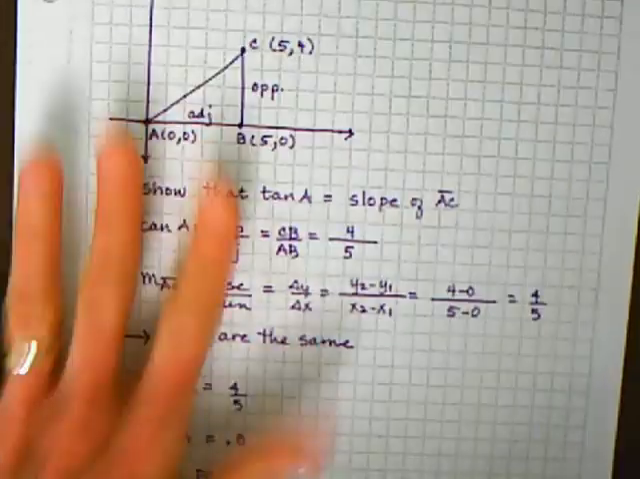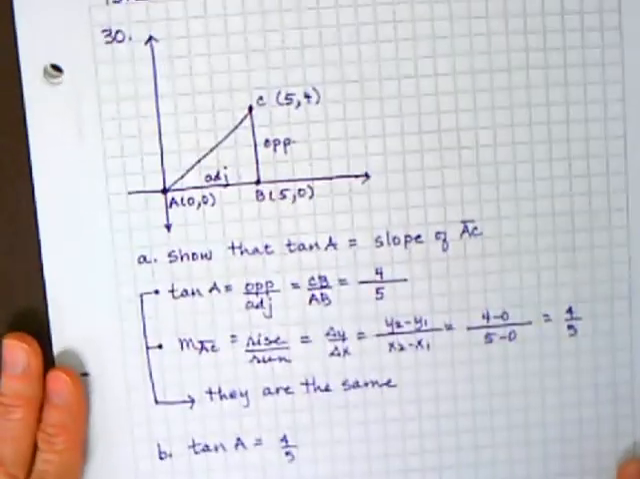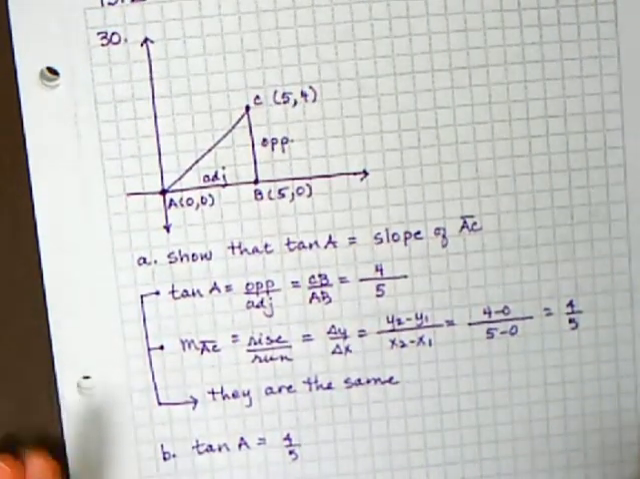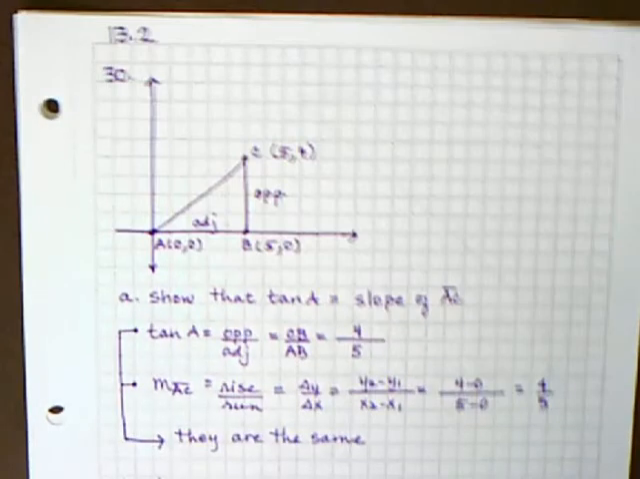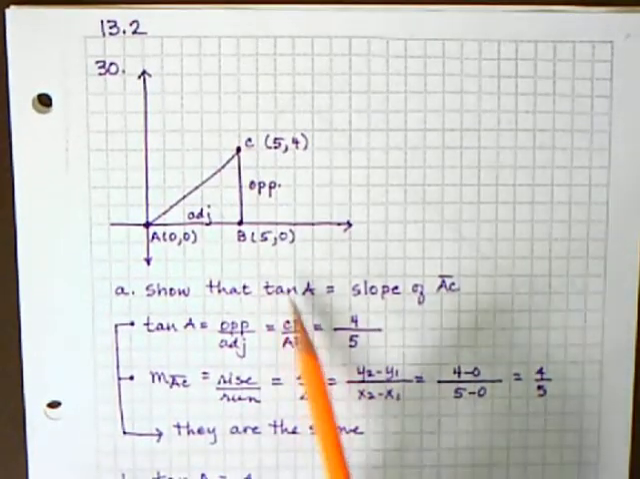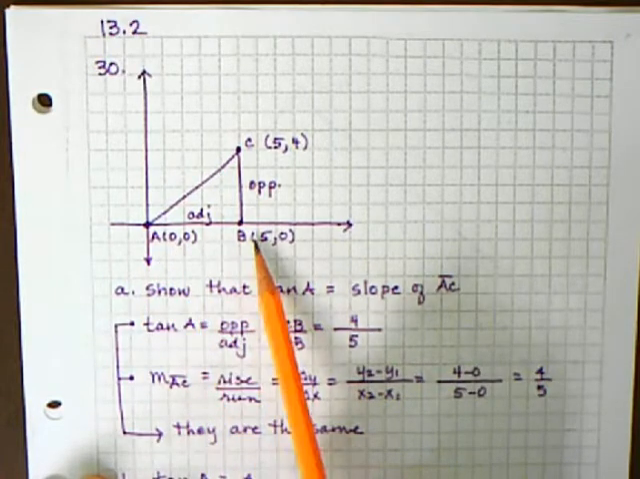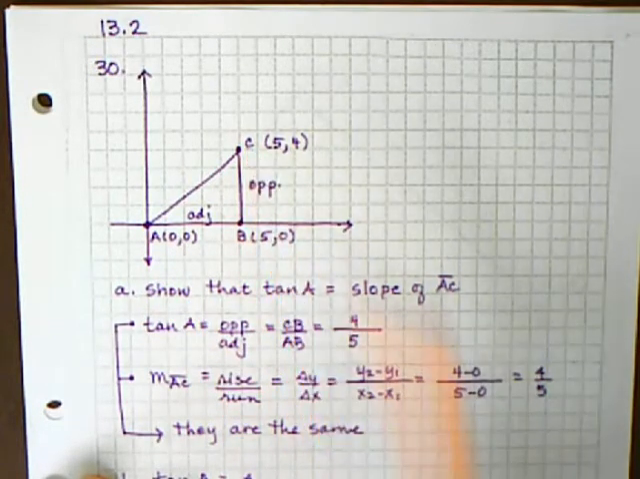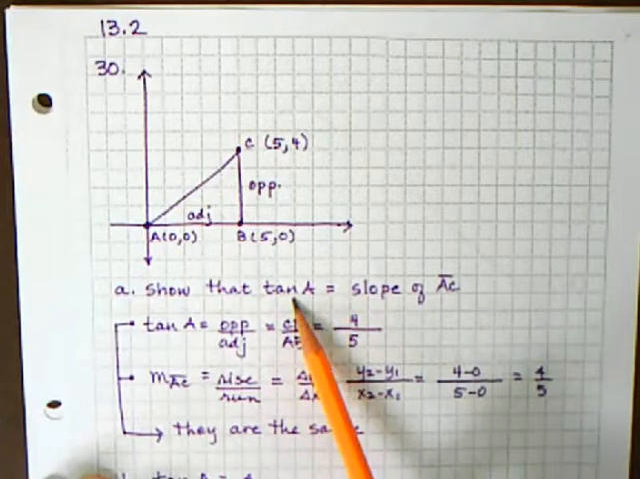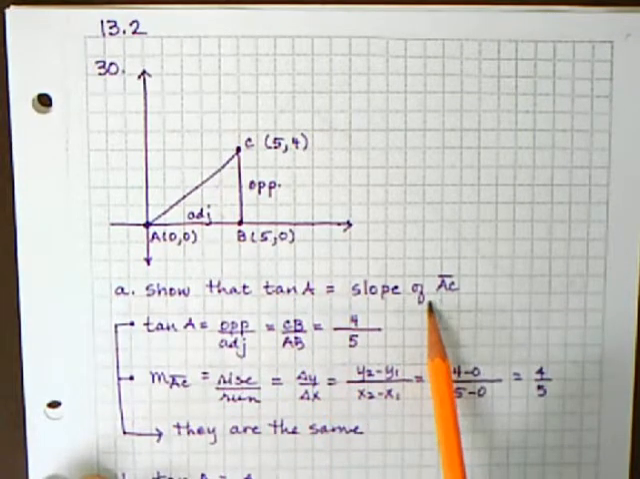Okay, the last problem for 13.2 is this one. What you have to show is that the tangent of angle A, here's angle A, at 0, 0, B is 5, 0, C is 5, 4. We want to show that the tangent of A is equal to the slope of AC.